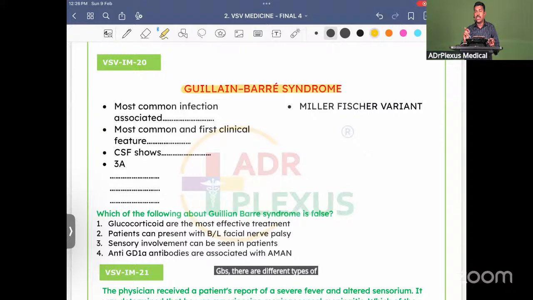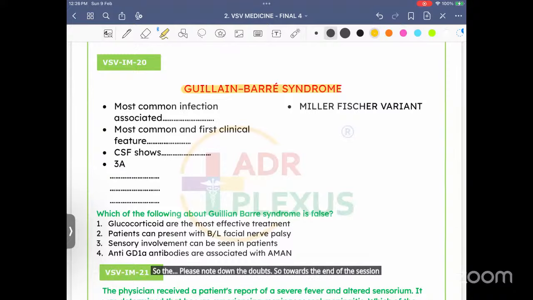Please note down the doubts. Towards the end of the session I will discuss the doubts, because sometimes it might affect the flow of the class. Just write them down, we have a separate session of doubt clearing. So towards the end I will definitely discuss the doubts.